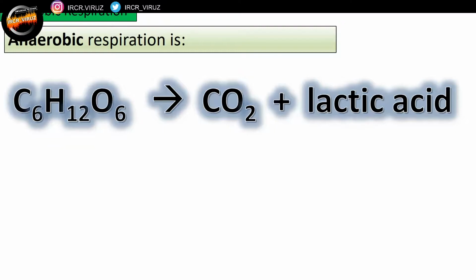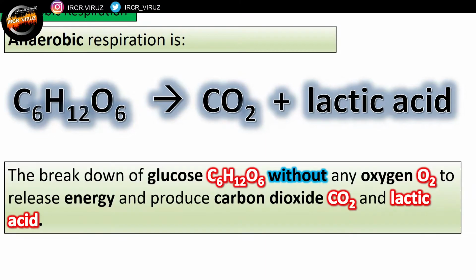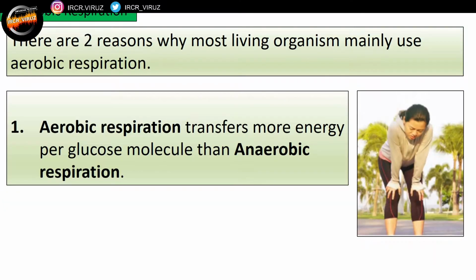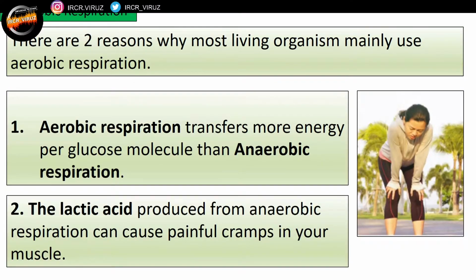Right, so let's continue. Now anaerobic respiration is glucose without oxygen, and that gives you carbon dioxide and lactic acid. Okay, the breakdown of glucose without any oxygen to release energy and produce carbon dioxide and lactic acid. Now there's 2 reasons why most living organisms mainly use aerobic respiration. Number 1 is that aerobic respiration transfers more energy per glucose molecule than anaerobic respiration, okay? And number 2 is that the lactic acid produced from anaerobic respiration can cause painful cramps in your muscles.